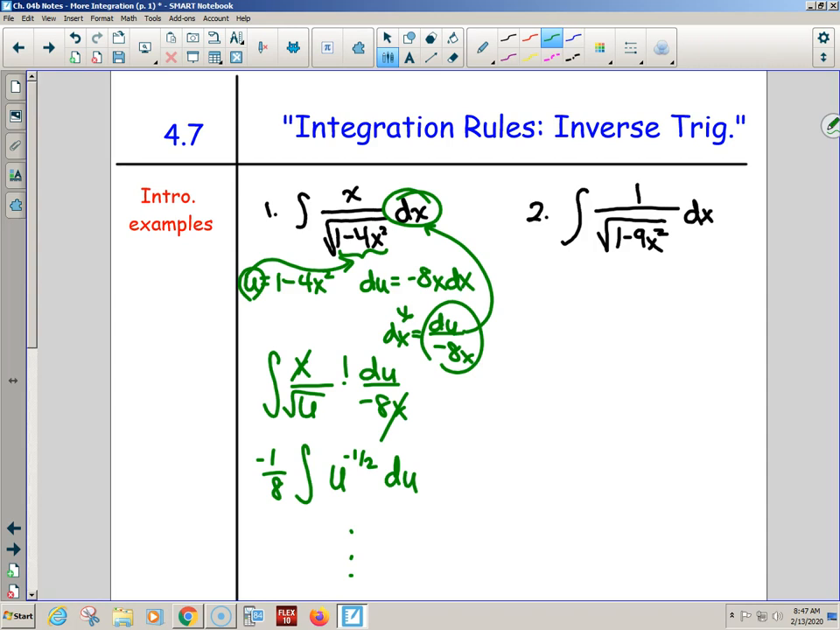Except this will just be a u to the n plus 1 over n plus 1 plus c, all times negative 1/8. 2/3. Not 2/3. Careful, careful. If I'm adding 2 over 2 to a negative 1/2, it's just going to be 1/2.